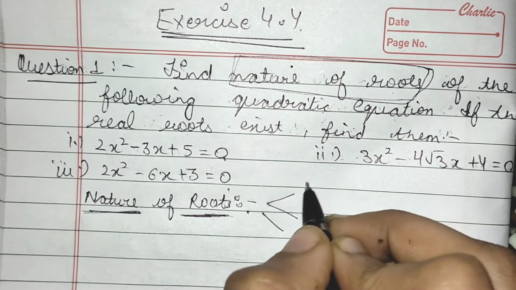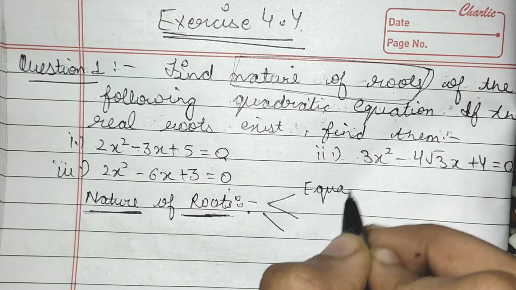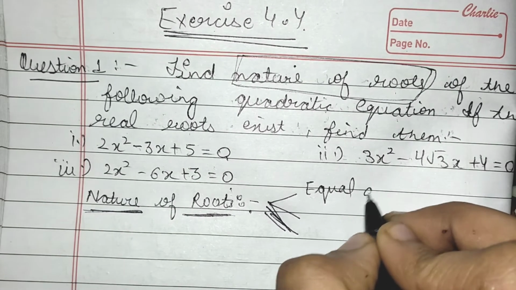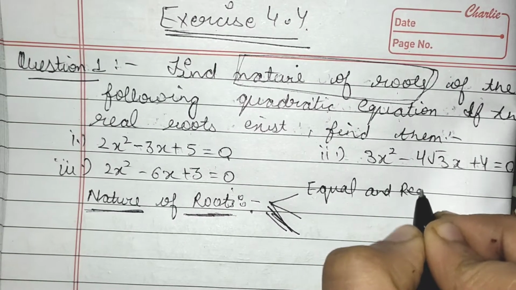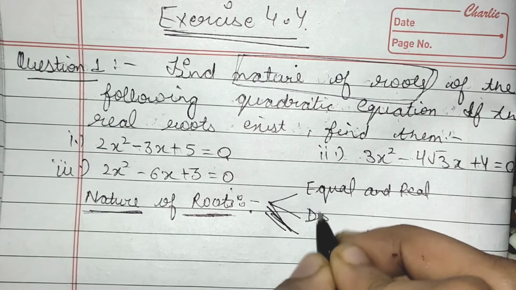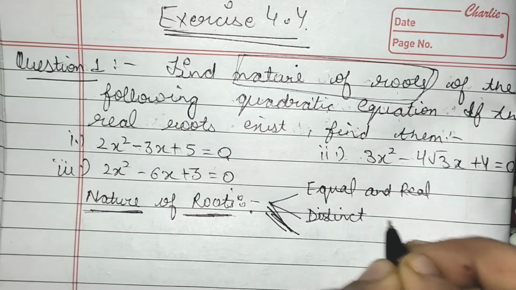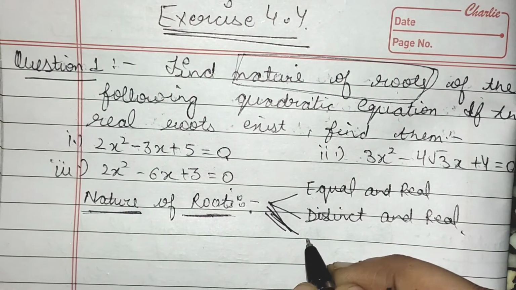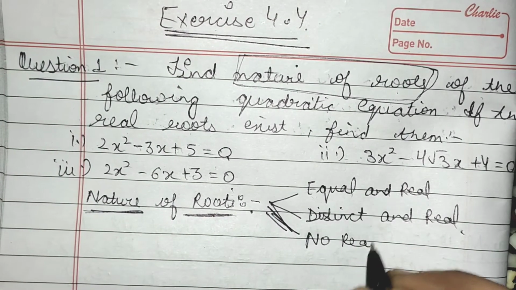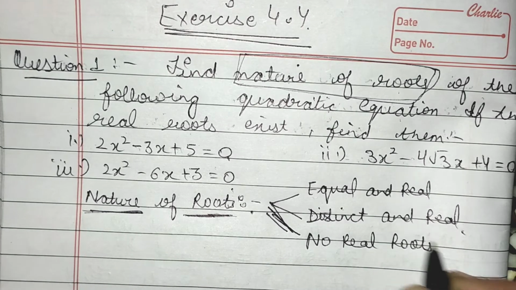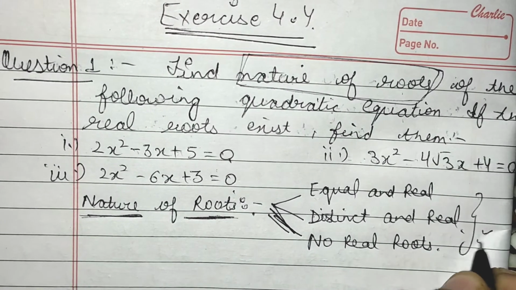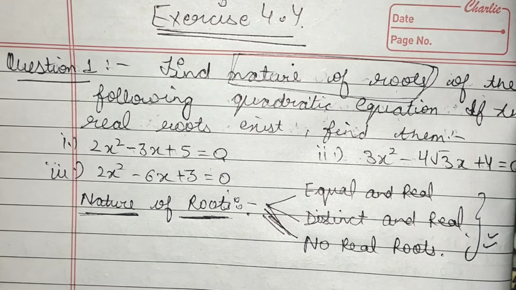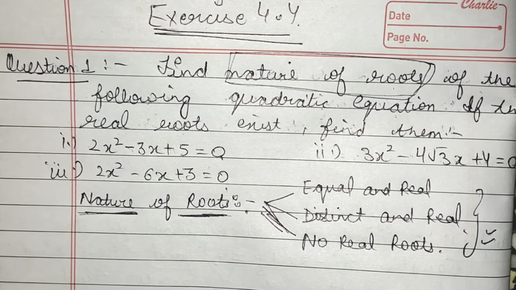How are the roots? There are three types of roots, three qualities of the roots: equal and real, distinct and real, and the last one is no real roots, right? These are the qualities of the roots which exist in mathematics for any quadratic equation.